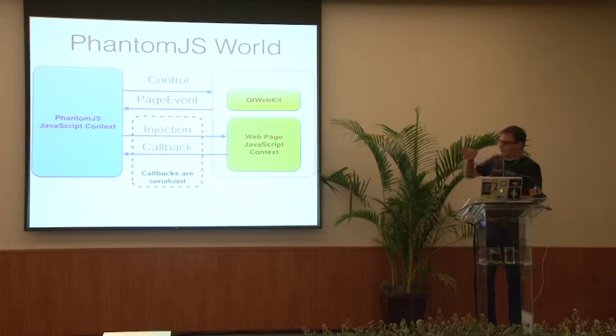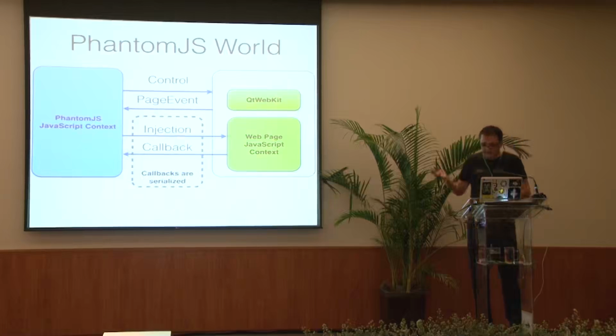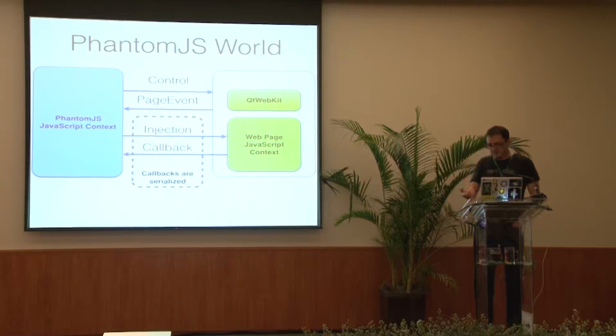Basically, your Phantom.js context injects JavaScript callbacks into WebKit's context, and once some event happens, your functions from the Phantom.js context are executed on the other side, and you get results back. That's how it works. And all these callbacks are serialized, it's JSON, serialized into JSON.